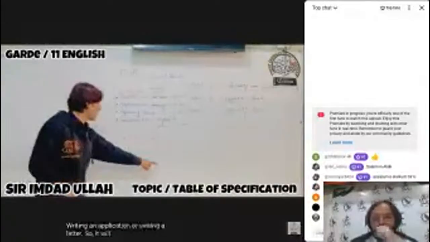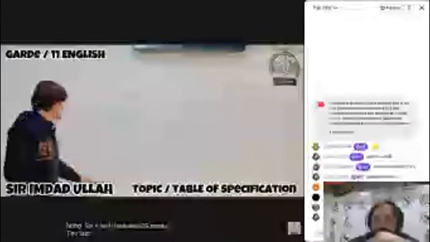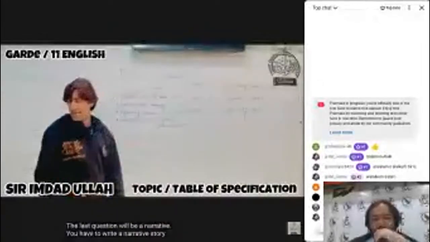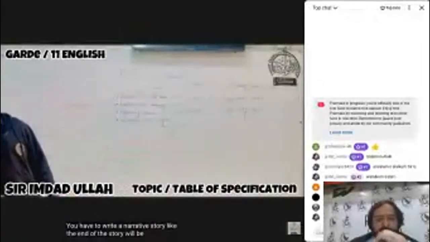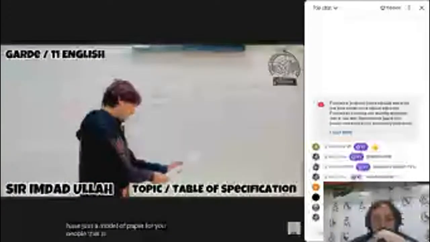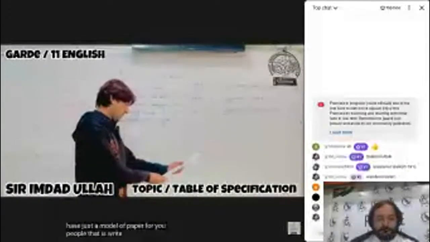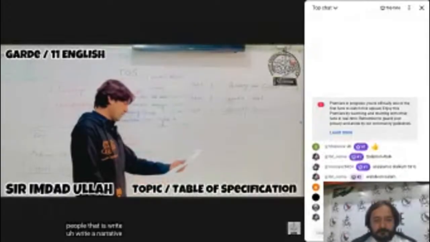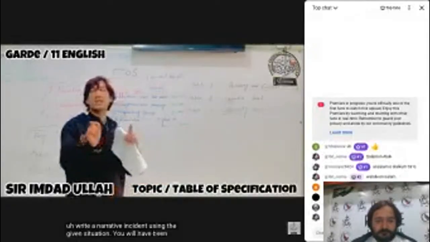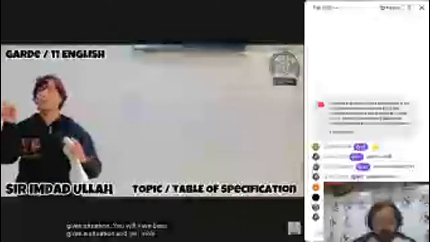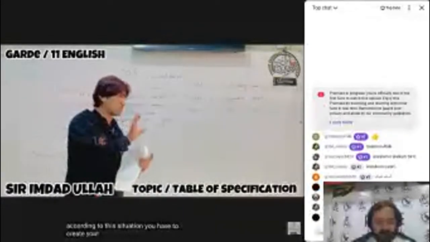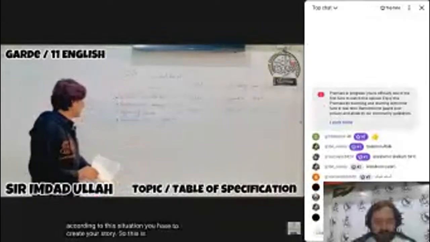It will also have 10 marks. The last question will be a narrative. You have to write a narrative story. I have just a model of paper for you: write a narrative incident using the given situation. You will be given a situation and you have to write according to this situation. You have to create your story. So this is a narrative.